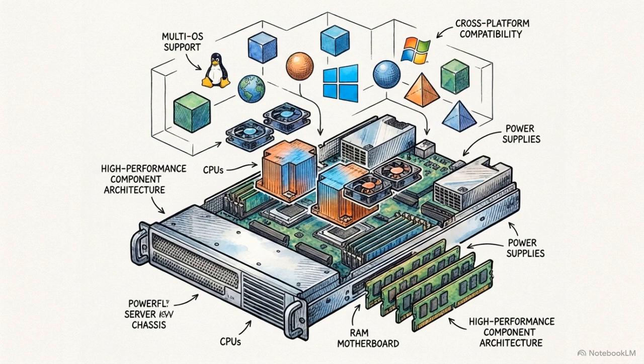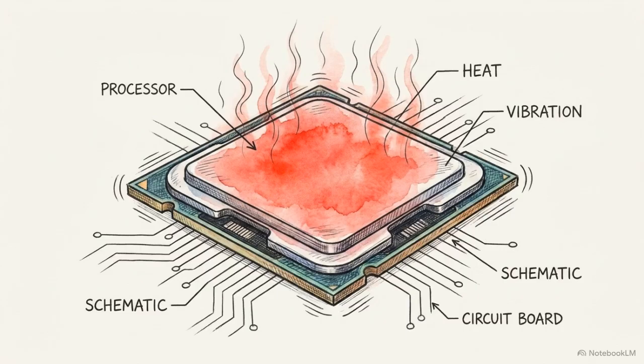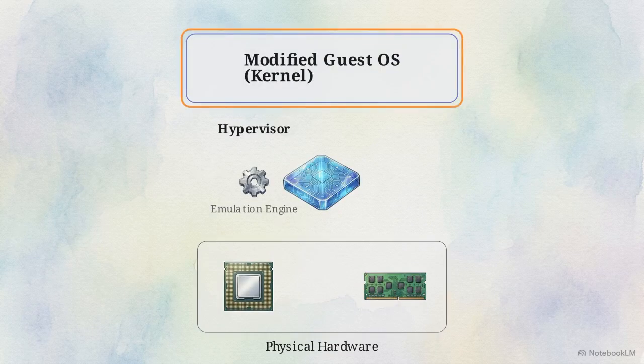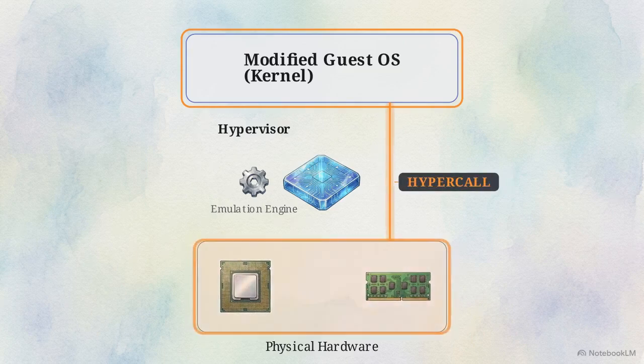Any operating system will run. The disadvantage is high processing overhead. Translating instructions in real time acts as a constant tax on the CPU. Now look at the shift to para-virtualization. Here, the guest OS kernel is explicitly modified. Instead of sending standard hardware commands that need translation, it bypasses emulation and issues direct hypercalls straight to the hypervisor.